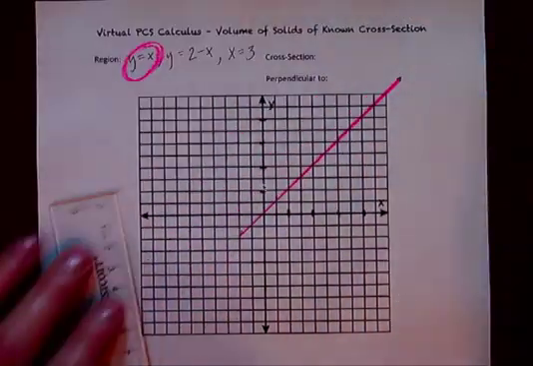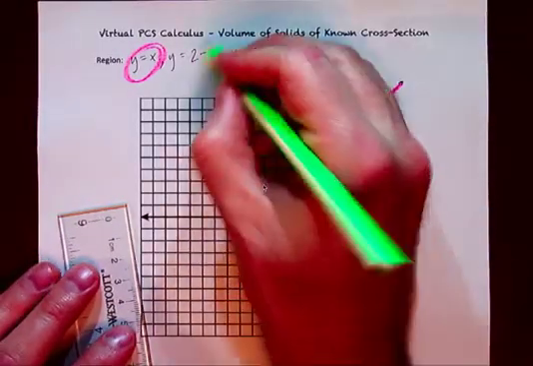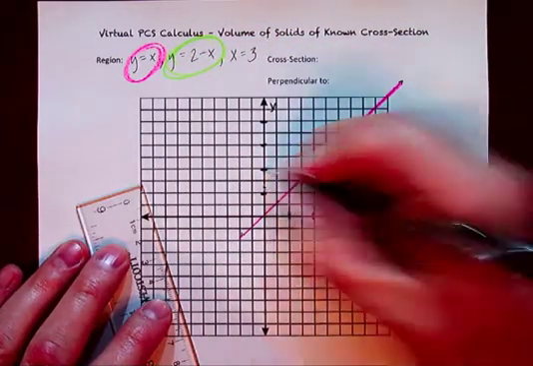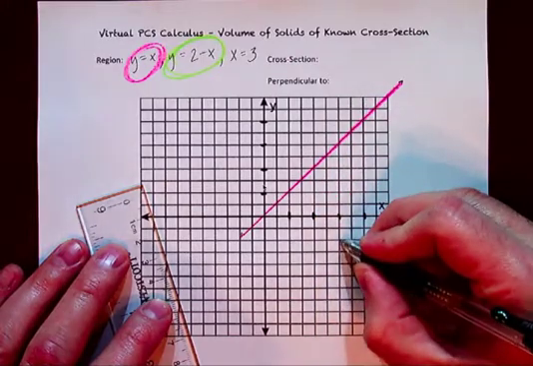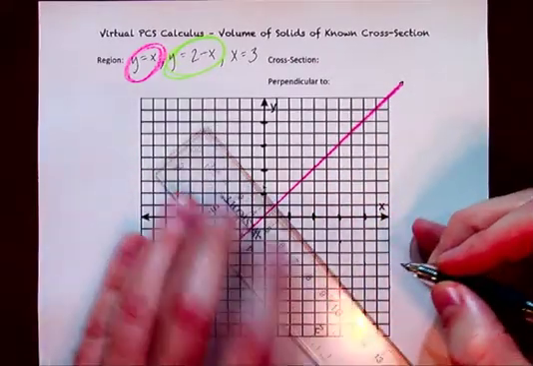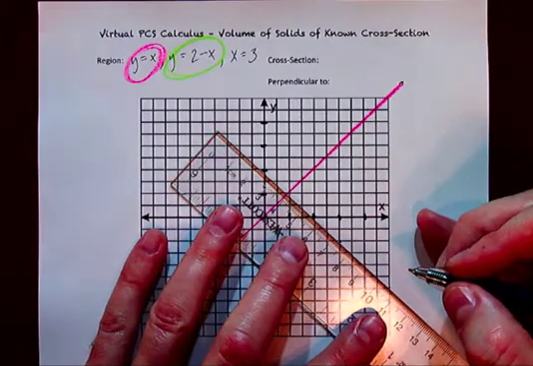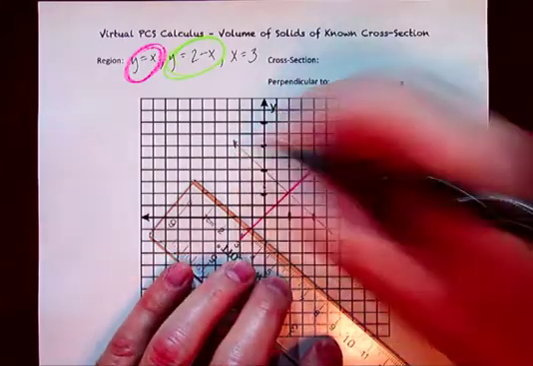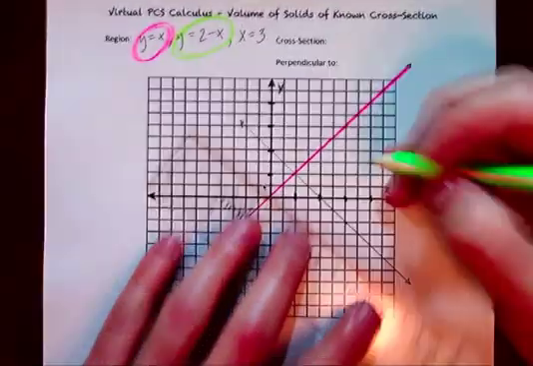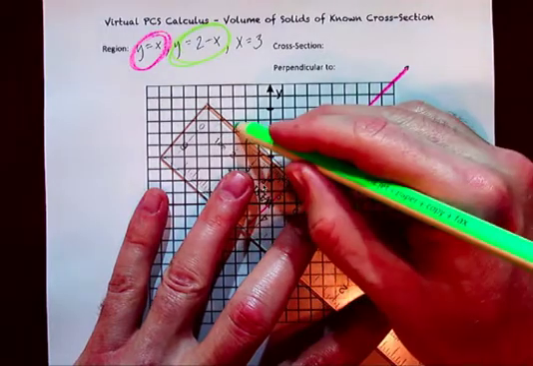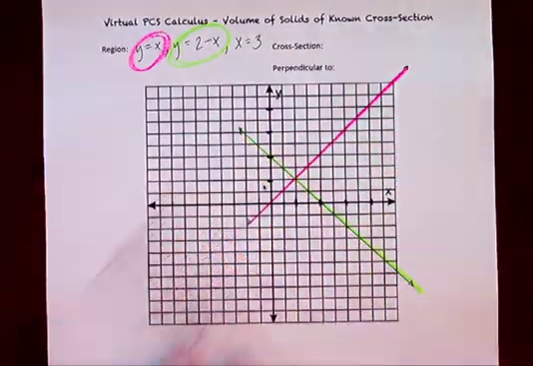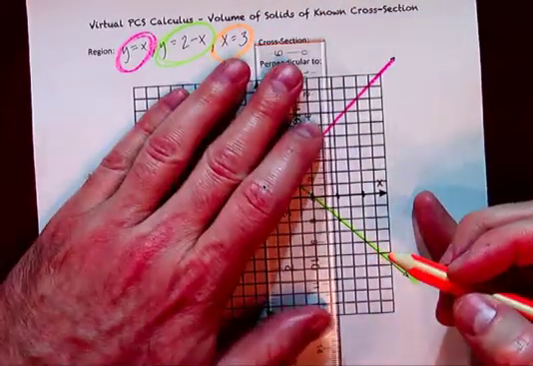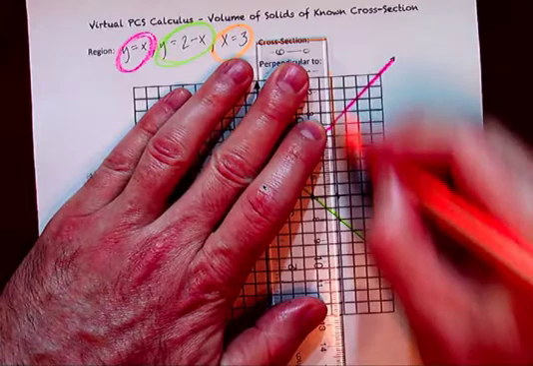2 minus x, that's negative x plus 2. So it's going to come through here, and here, here, here, and here. And so it's going to look something like this. And we're going to make it green. Now, we also have x is equal to 3, and that is this vertical line.